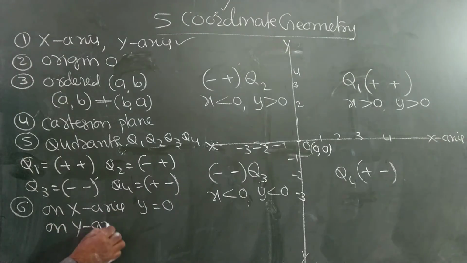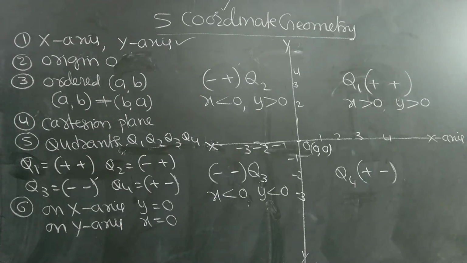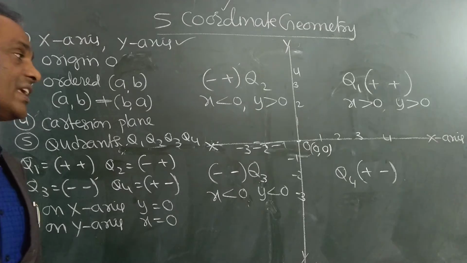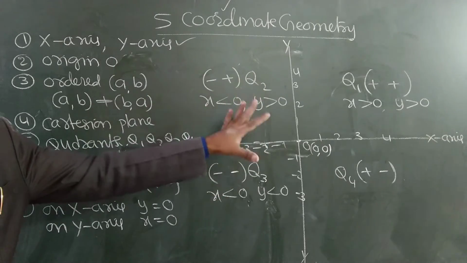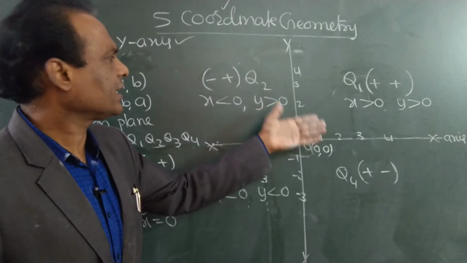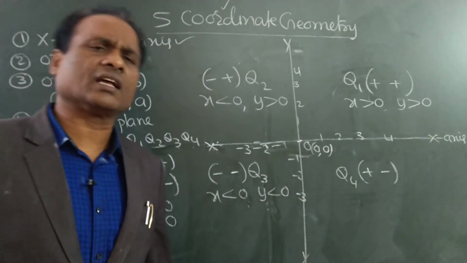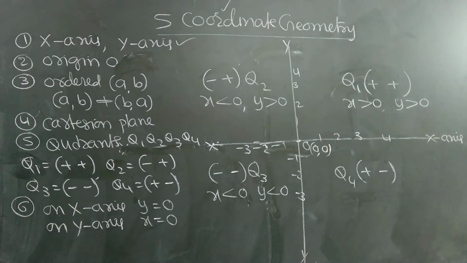Similarly on y-axis x is equal to 0. On x-axis y is equal to 0. On y-axis x is equal to 0. So these are all points I explained, and this Cartesian system also I explained. If you have not written, you can write down again. Otherwise no need. Just look at all the definitions.